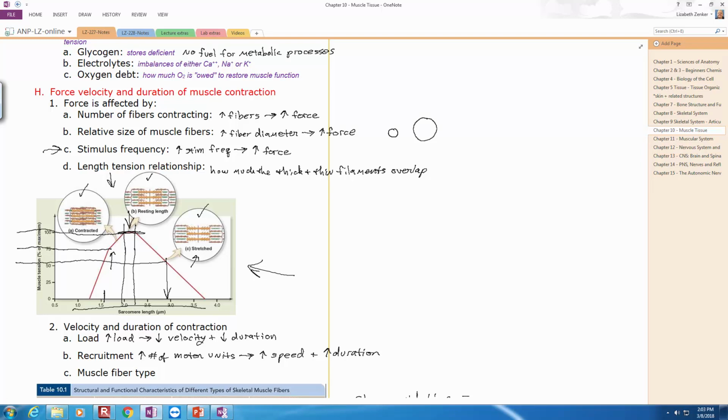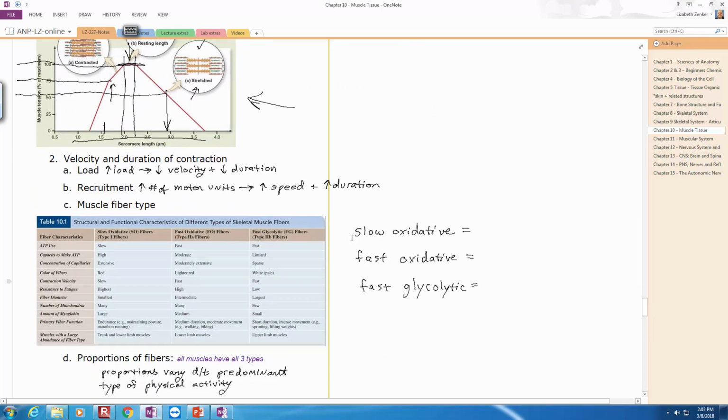So a resting length sarcomere would be the ideal max force produced because it allows the gliding along the entire length of actin versus the other two extremes, which won't be as helpful. If we look at velocity and duration of a contraction, so now you're talking about if you increase the load, so velocity is speed, duration would be how long for the contraction, so how fast can we contract and how long can we stay contracted?